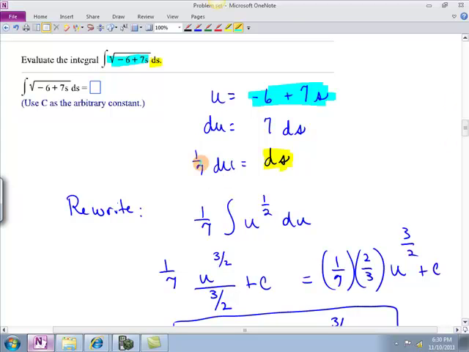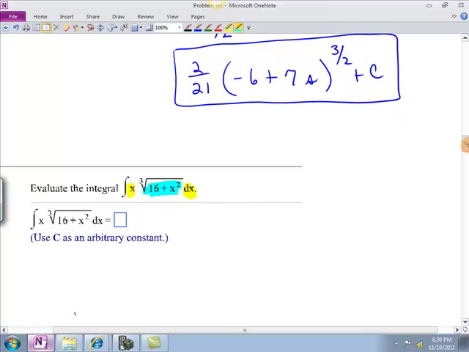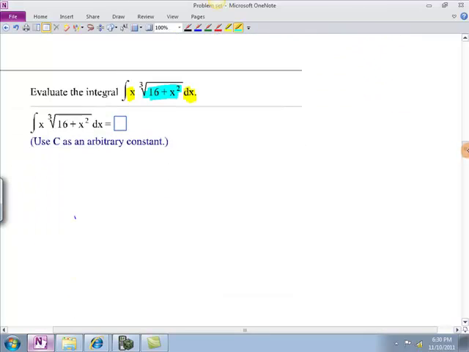So then you rewrite your problem, and whatever this number is here, it's going to go outside your integral sign. 1/7, and I'm going to let this be u to the 1/2, because whatever was u is inside that radical. And then you just take the integral of it like we know how. Is that better? Okay. Let's try this one. This one's a little bit different. Trying to give you several different kinds. All right.